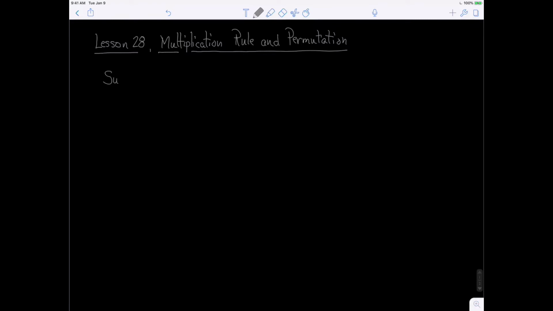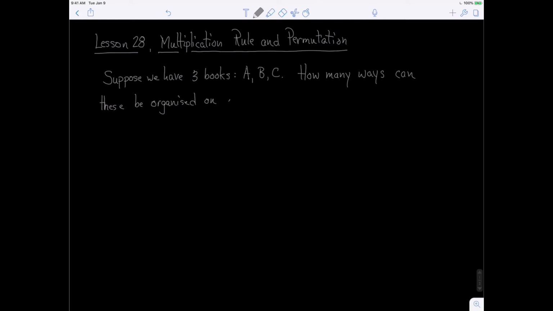So here's what we're going to do. Suppose we have 3 books, and they could have creative names, but for the sake of simplicity, we'll call them Book A, Book B, and Book C. And the question is, how many ways can these be organized on a shelf?